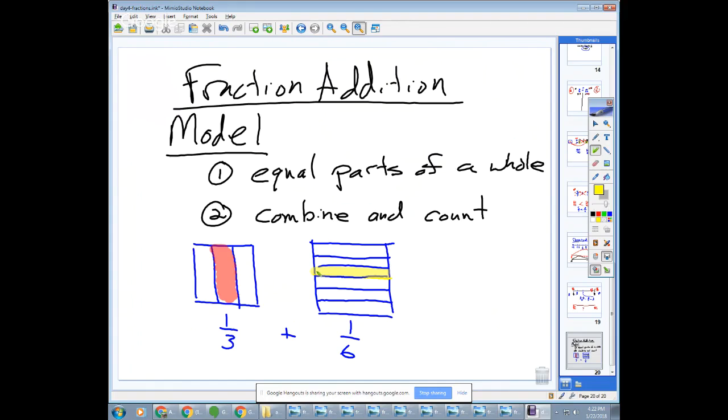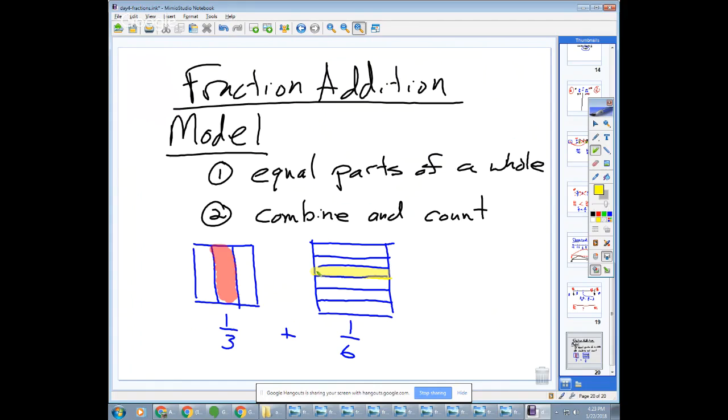So I can't just combine them directly and say I have 2 pieces, because the pieces are different sizes. And that's a problem. That's like me putting a marker on the desk right here and saying there's 7 in the room. 7 what? People and markers. Right, it's kind of weird. So we have to get a common description.